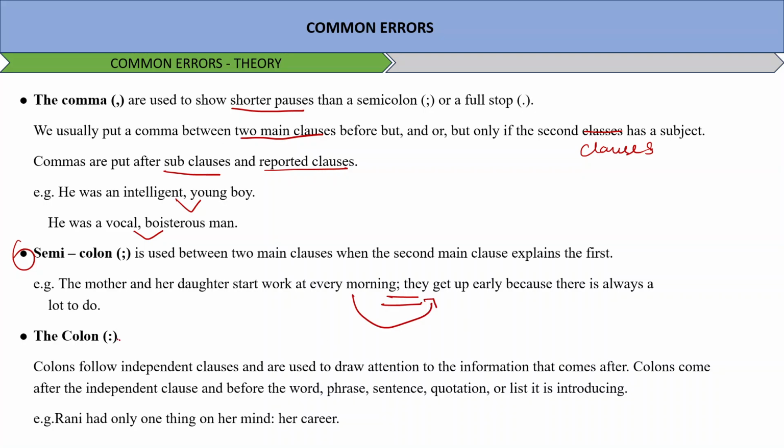Where to use a colon? A colon follows independent clauses, someone who doesn't need anyone, right? Rani had only one thing on her mind: her career. It is used to draw attention to the information that comes after. Now, the whole understanding of the sentence depends on what is going to come after the colon, right? That's why using a colon is important, and it is only used after independent clauses, and before the word, phrase, sentence, quotation or list it is introducing.